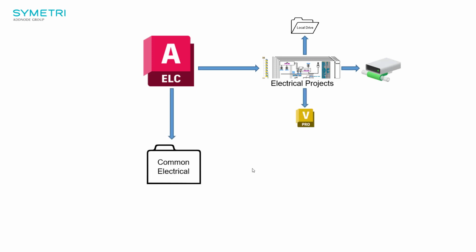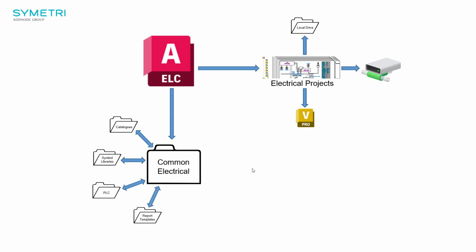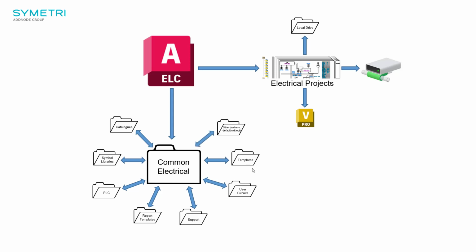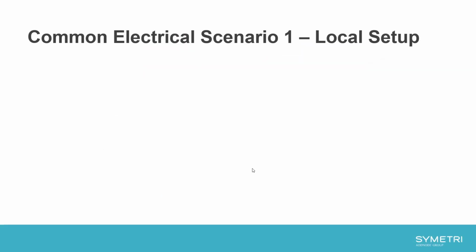But also with AutoCAD Electrical, we have what we call common electrical. And this common electrical consists of our catalog information, our symbol libraries, our PLC information, any report templates that we have set up, our electrical support folder, any customer circuits, our company templates, and any remaining electrical data references, such as our environmental file, project descriptions file, and title block setup file. We're now going to take a look at the different common electrical setups.